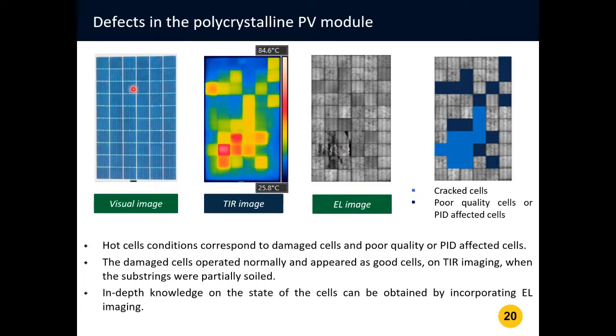So on the visual image, as can be seen here, nothing was observed to be abnormal, but this picture is just summarizing the cell anomalies that were observed when EL imaging was conducted.